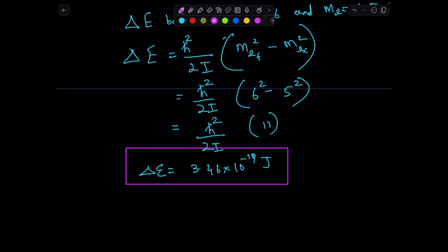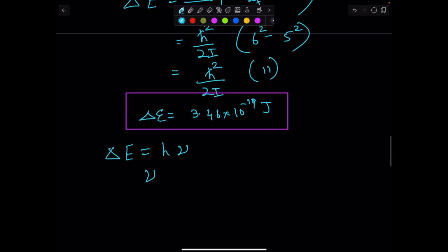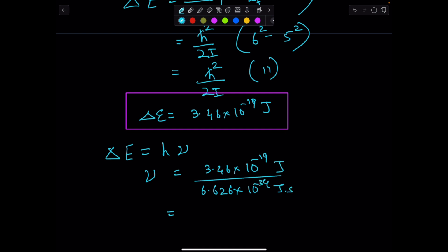The Bohr frequency associated with this delta E will be delta E is equal to h nu. So nu would be 3.46 times 10 to the negative 19 divided by 6.626 times 10 to the negative 34 joule seconds, which is 5.23 times 10 to the 14 per second.